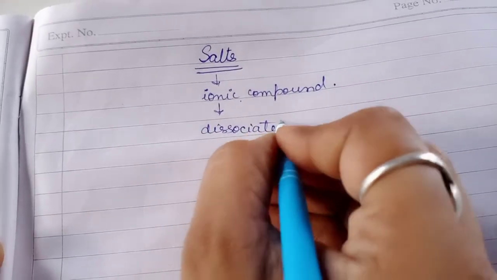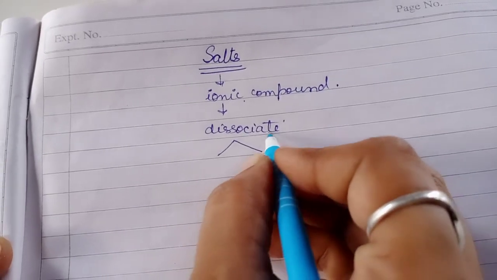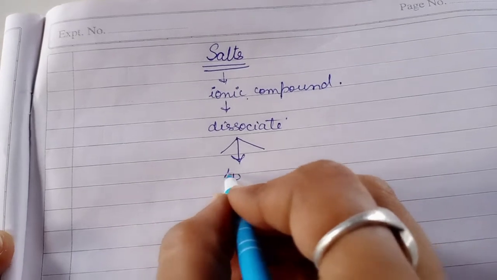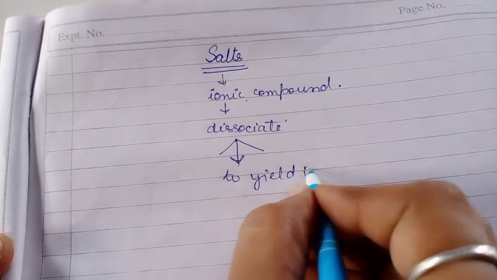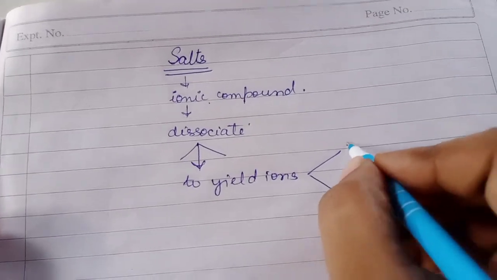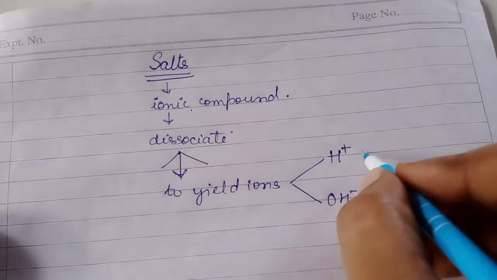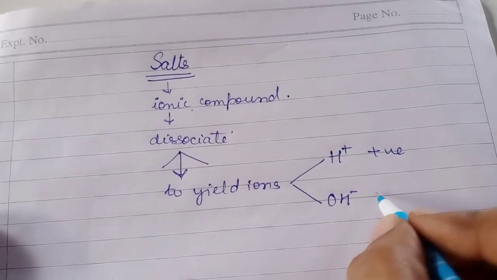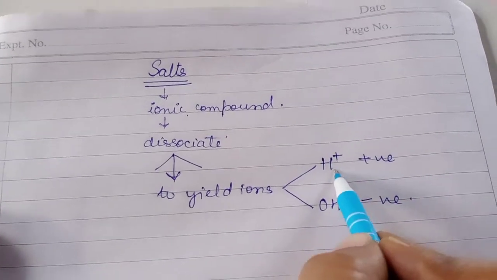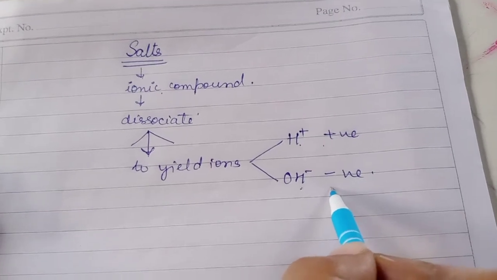It will dissociate and yield ions. Now there are two types of ion that are formed. One is H plus and the other is OH minus ion. This is the positively charged ion and this is the negatively charged ion. Other than H plus and OH minus ion, no other positive or negative ion will be formed.